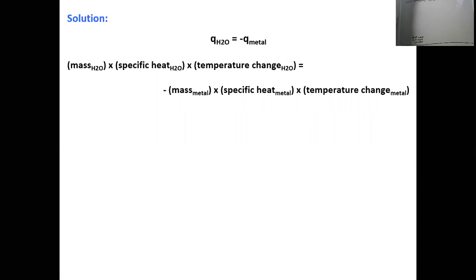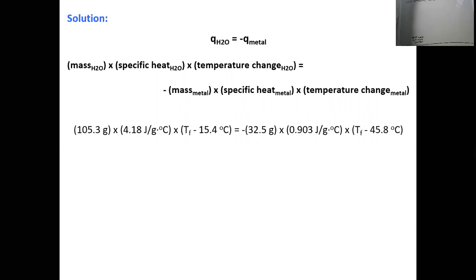Now, which pieces of information do we know for each of these materials? Let's tick this off one by one. We know the mass of the water. We know the specific heat of the water. We know that delta T means final temperature minus initial temperature, and we do know the initial temperature. We're going to keep our negative sign right here. Then we know that the mass of the metal is 32.5 grams, the specific heat of the metal, and we know that the initial temperature of the metal was 45.8 degrees Celsius.